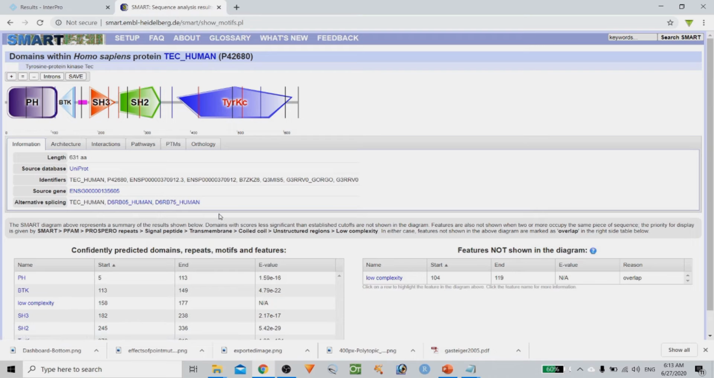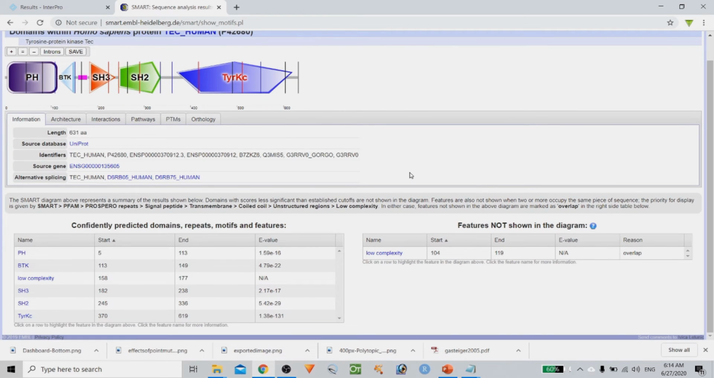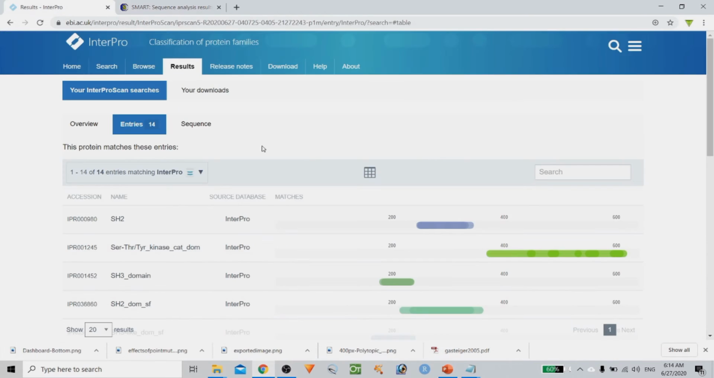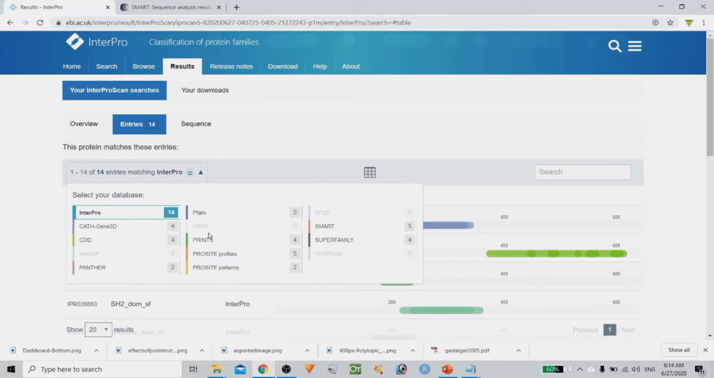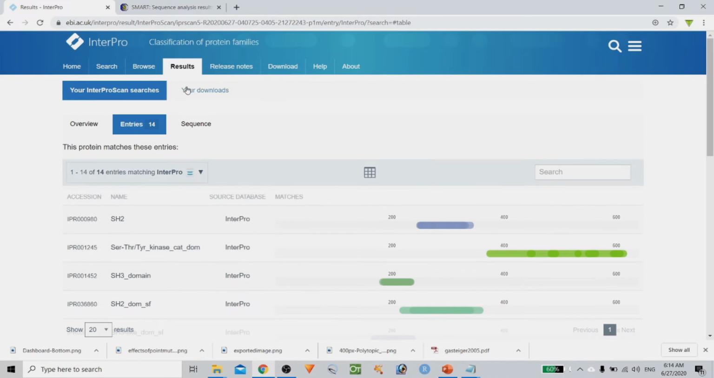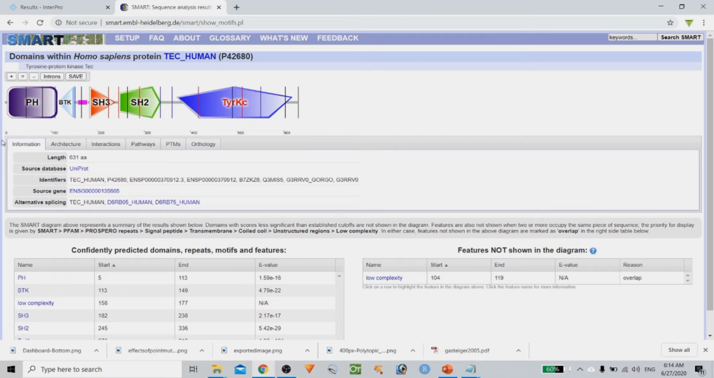You can see it is going to provide you a beautiful graph of domain regions in your protein. You can see there are 1, 2, 3, 4, 5 domains predicted by SMART. It is also very identical to what we have shown in InterPro. It is showing a similar kind of results for you. See here, it's a PH domain, BTK domain, SH3 domain, SH2 domain, and also tyrosine kinase catalytic domain.